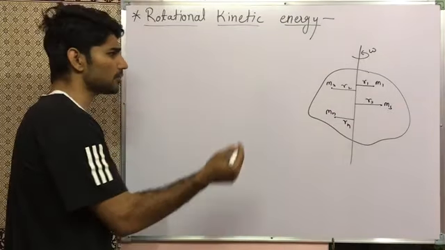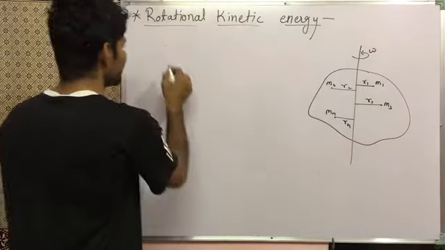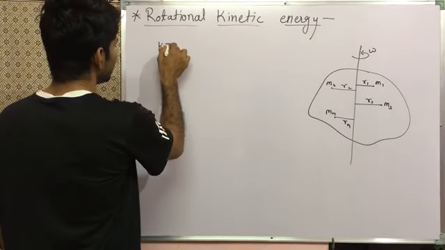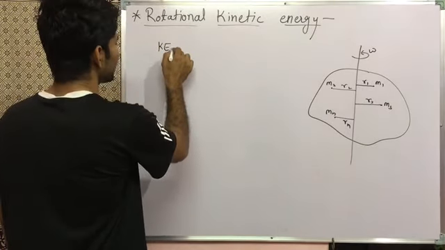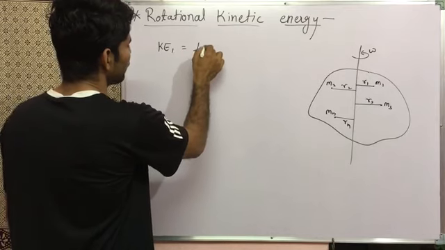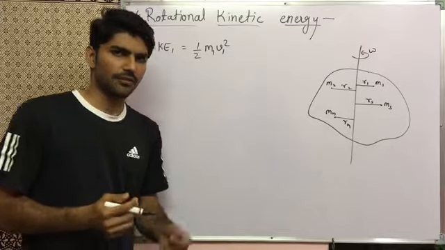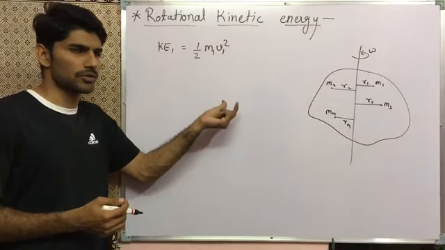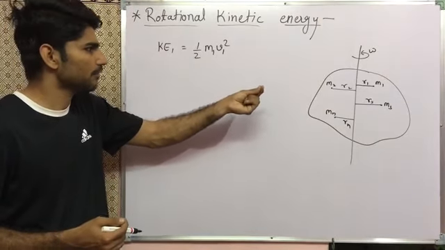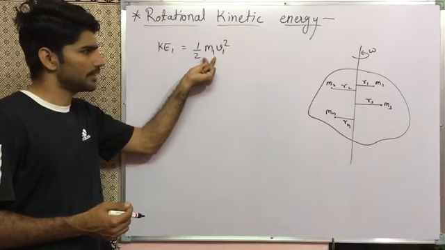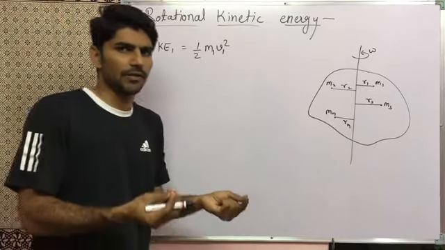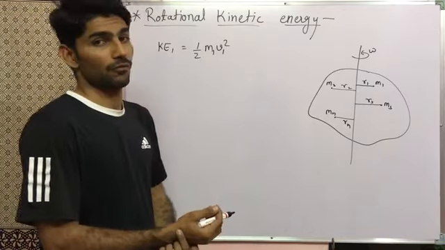So first we write the kinetic energy. The kinetic energy of the first particle will be half m1 v1 square. That's how we write the kinetic energy, half mv square. The mass of the first particle is m1, and we assume that the velocity of this particle is v1.